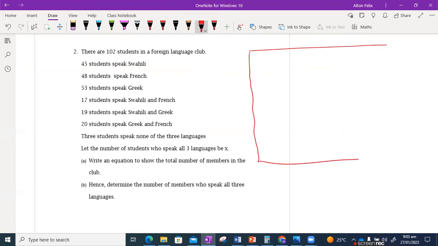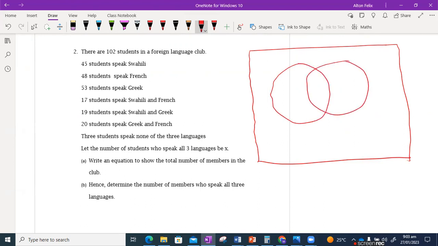So let's suppose this is our universal set. Now remember, we want to draw 3 circles like this. They must overlap so that you have a region like this right here, where you put the information on all 3 sets, right?